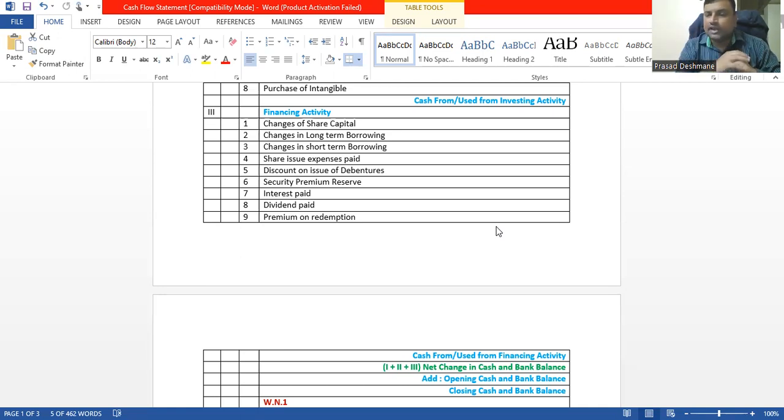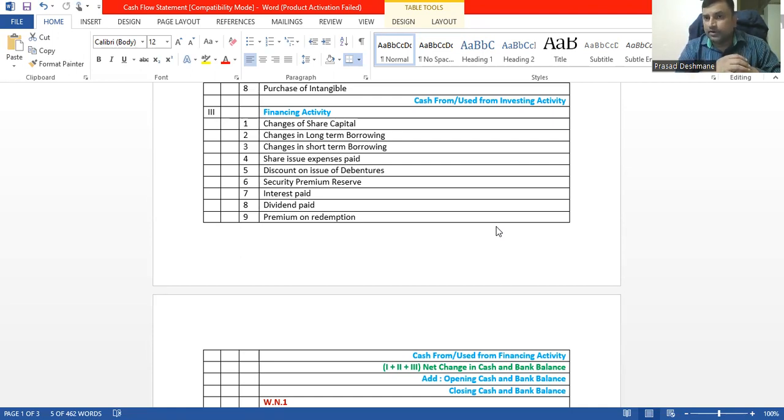Okay. Now your share issue expenses: while issuing shares, we spend some money that we are going to record over here. Discount on issue of debentures is related to debentures. Debentures is a long-term borrowing. That's why it's a part of financing activity. Security premium we get on the shares only, so that's a part of financing. Interest paid, we paid on borrowings, so that's financing activity. Dividend paid, we pay on share capital, so that is also connected to the financing activity.